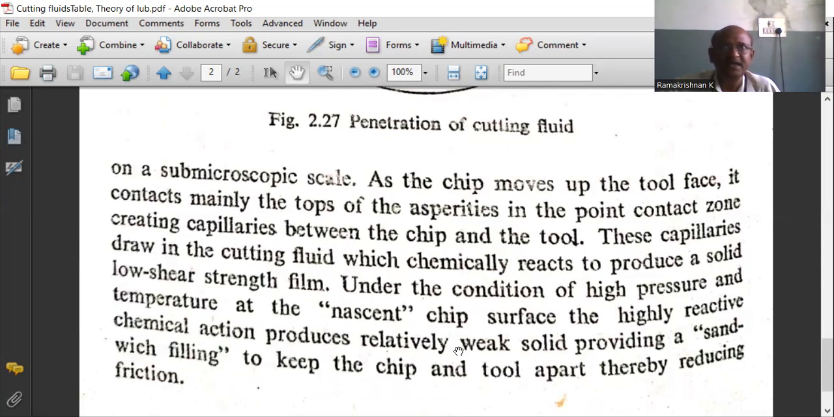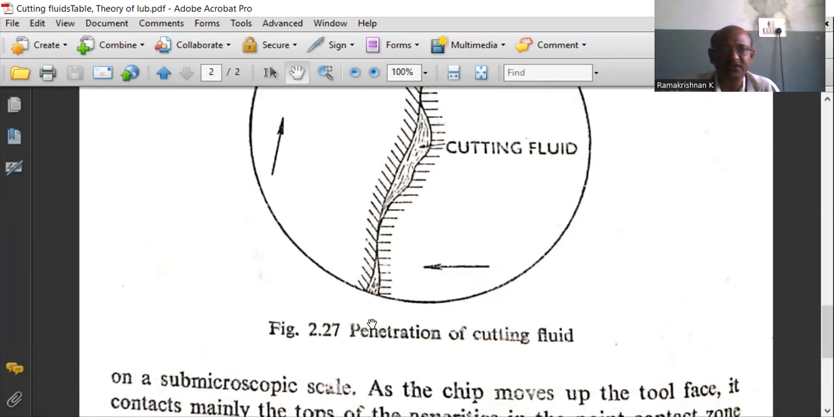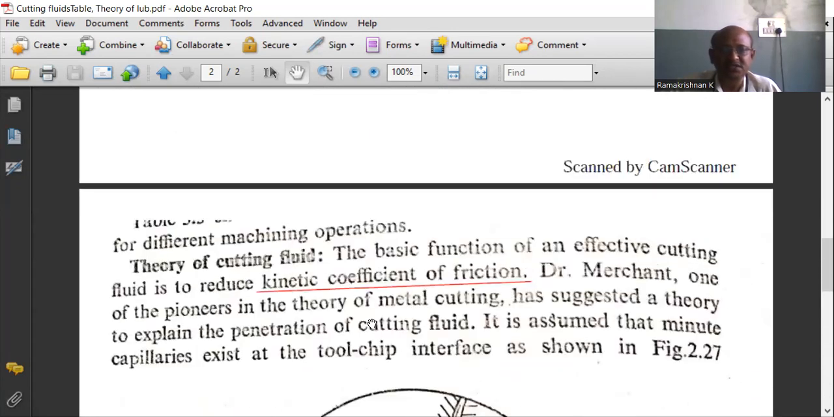The sandwich filling by the cutting fluid is helpful in keeping the tool apart from the chip. Thereby it minimizes the friction to the maximum extent, so the kinematic coefficient of friction is reduced. So there is the application of the cutting fluid. Thereby we keep the heat generated during the machining under proper control, giving the tool a longer life. So this is the theory of the cutting fluid suggested by Dr. Merchant.